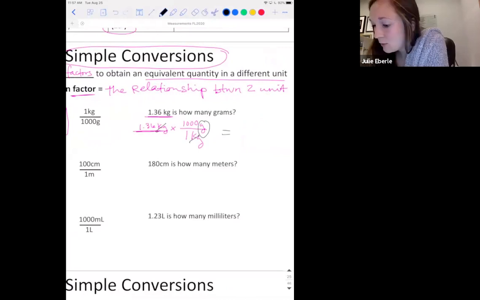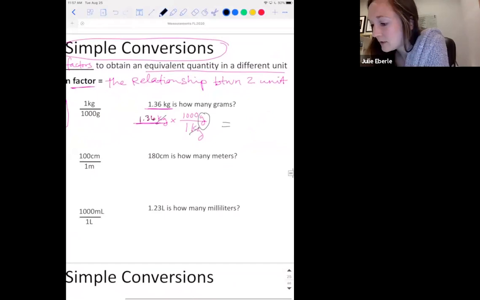So now I do math. 1.36 times 1,000, and my unit here is grams. I have converted successfully to grams. So that's 1,360 grams. Questions on that simple conversion? Okay.